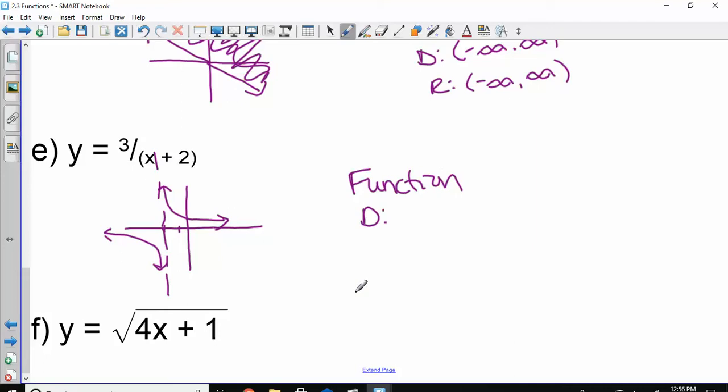Domain, you might be able to tell from your graph, or you could tell from this equation. What's the one thing x can't be? -2. So it's everything smaller than -2 and everything bigger than -2.